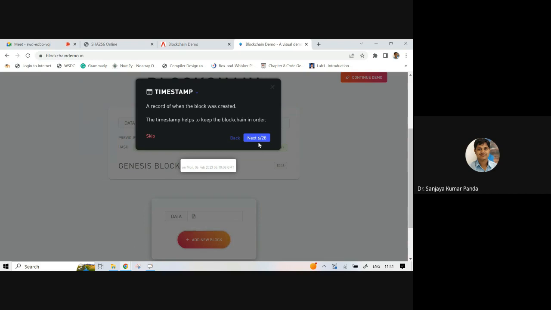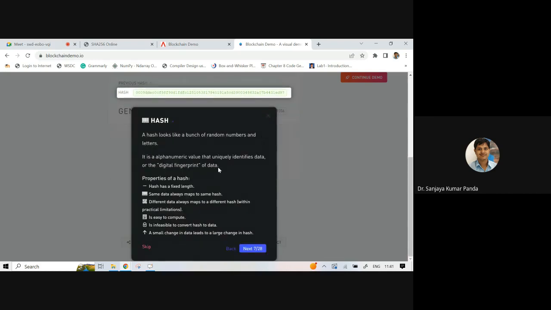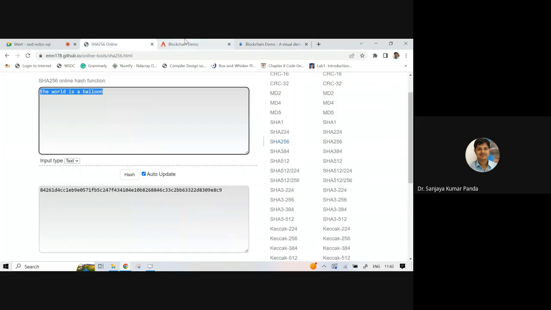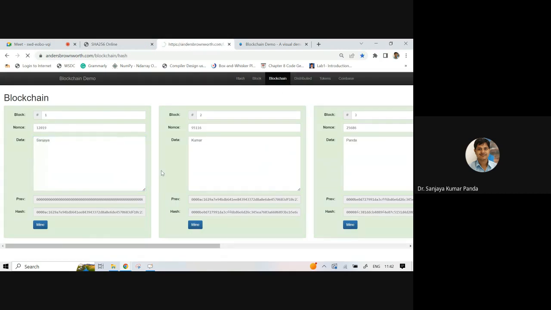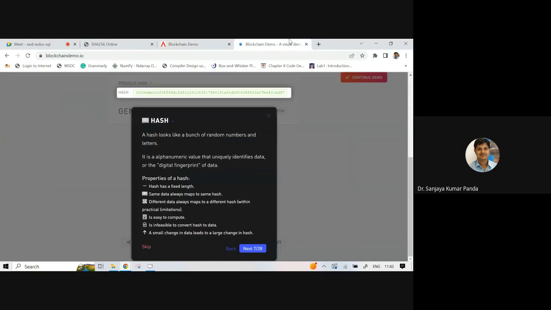Now this is the timestamp, as I already mentioned. And now come to the hash. The hash looks like a bunch of random numbers. In fact, it is 64 alphanumeric digits, containing numbers or letters. This alphanumeric value uniquely identifies the data, like a digital fingerprint of the data. If you see the properties of hash, it is of fixed length, that we know. The same data is always mapped to the same hash. I already showed you: if you write OK in this tool, or you write OK here, you will get the same hash value. You will not get a different one.